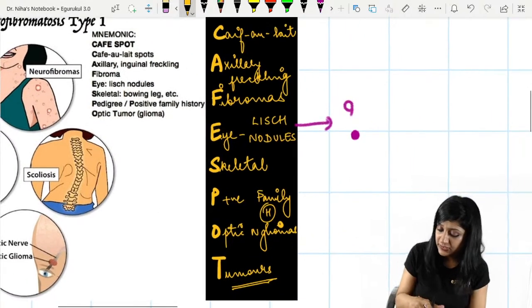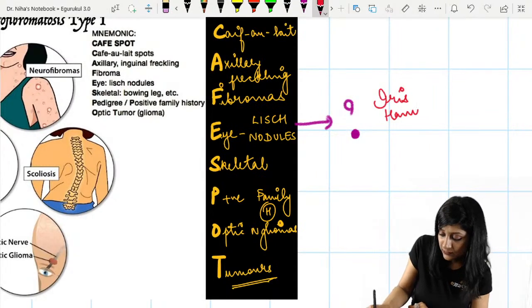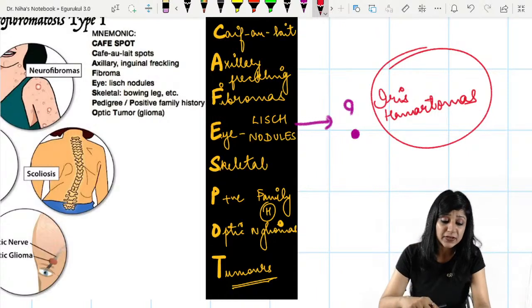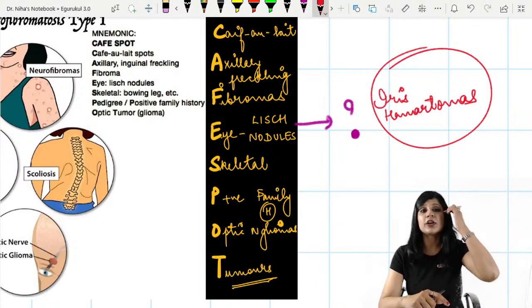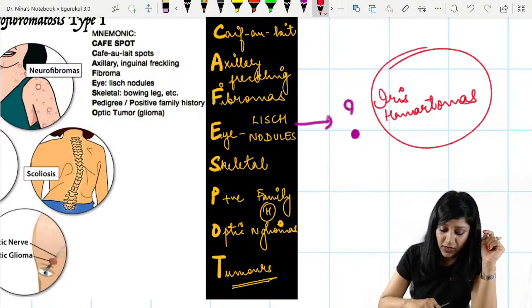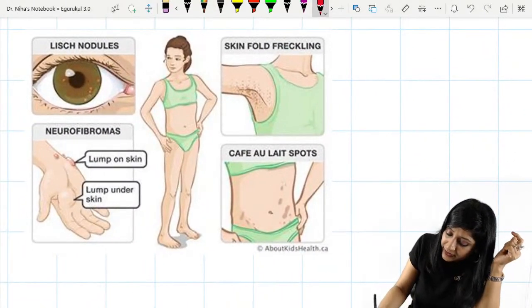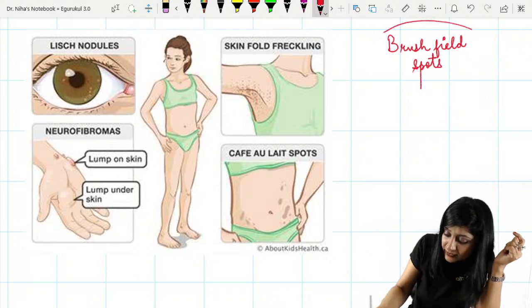So what are Lisch nodules? Lisch nodules are actually the iris hamartomas, which we get in cases of the eye. Now I will show you the appearance of these different nodules. So what are these Lisch nodules actually? Lisch nodules is exactly correct. These are actually the iris hamartomas. Now can you tell me where do you get the Brushfield spots?